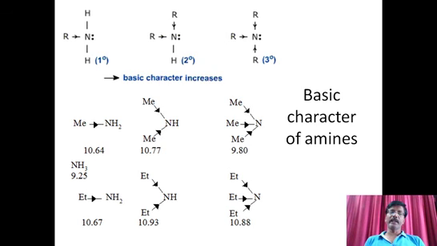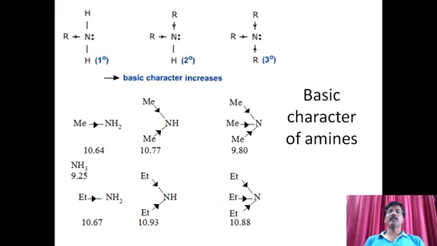For example, if you take ethyls, the order is secondary, tertiary, and primary. If you take methyls, then the order is secondary, primary, and tertiary. The reasons are a little bit different. So up to now we had a discussion of the basic character of amines with respect to inductive effect. With the plus I groups, the basic nature increases, and if you have minus I groups on the same amine, then the basic character decreases.